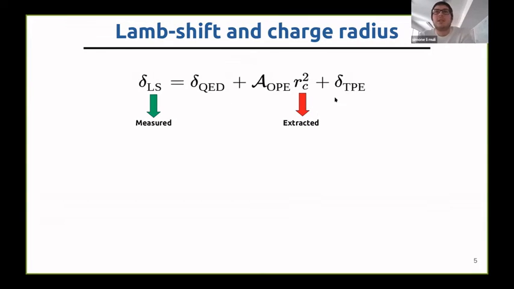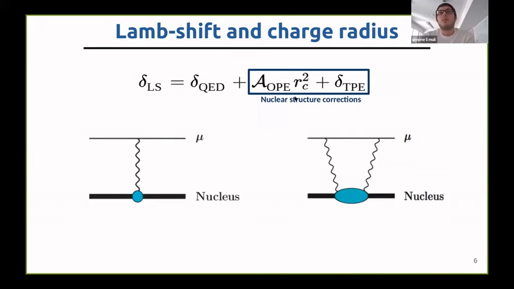So let's go over these terms one by one. The first one, this delta QED, accounts for all the possible quantum electrodynamic effects. These are like vacuum polarization of the photon field or lepton self-energy. And this term can be computed with high precision, but we will not be discussing this term here because the aim of my work is to compute the combination of the other two terms that are together known as nuclear structure corrections. So they come out from this type of Feynman diagram.